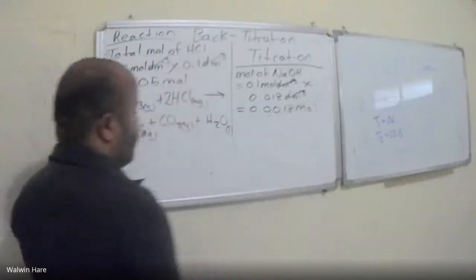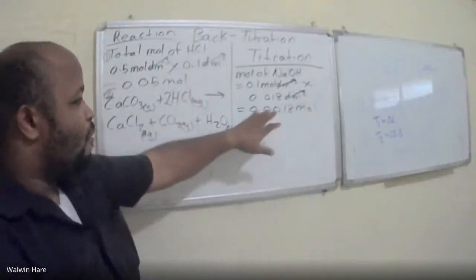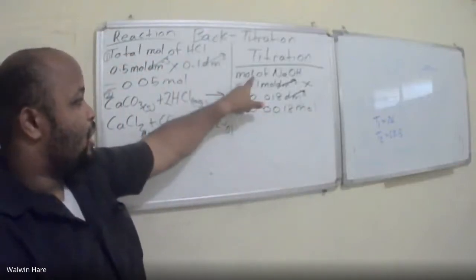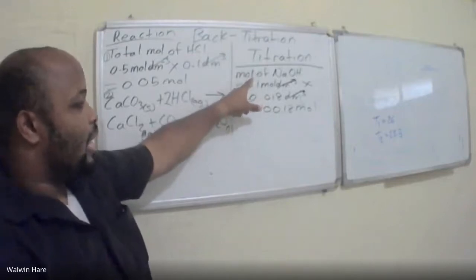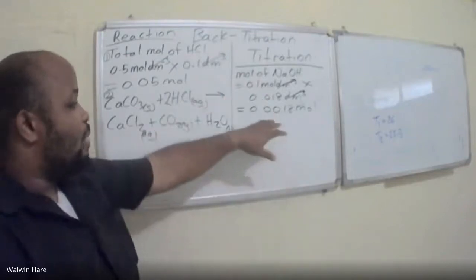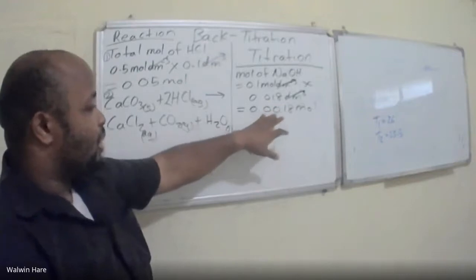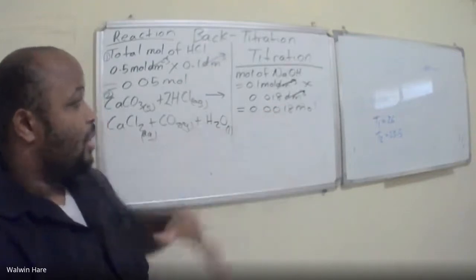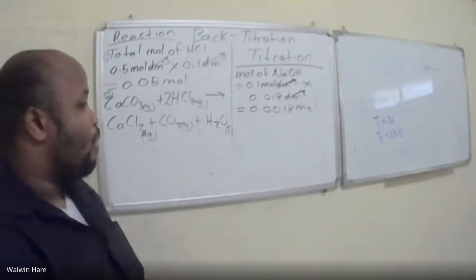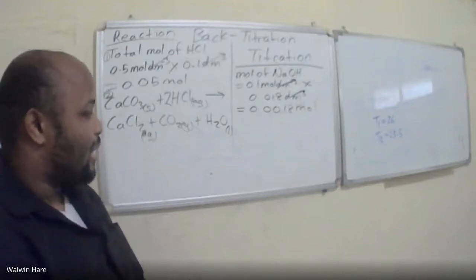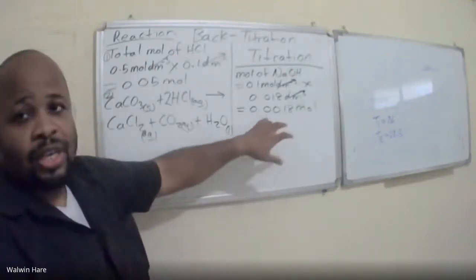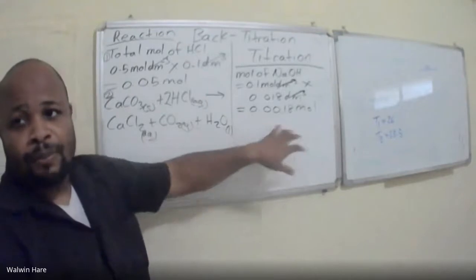All right, and so this is the number of moles of sodium hydroxide used in the titration. Now, if this is the amount of moles of sodium hydroxide used in the titration, can anybody tell me the number of moles of HCl that is used in the titration?